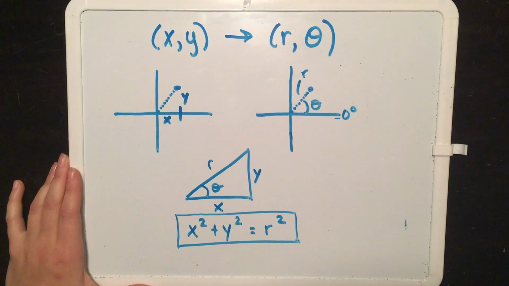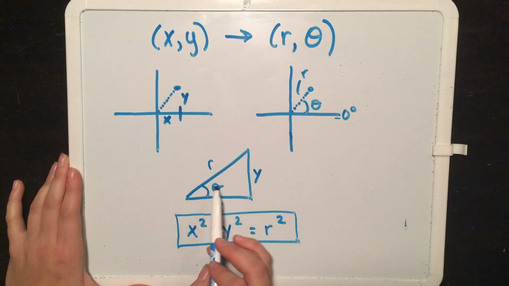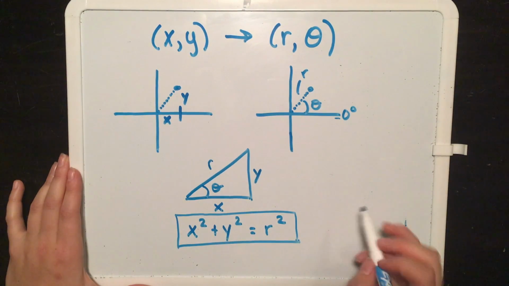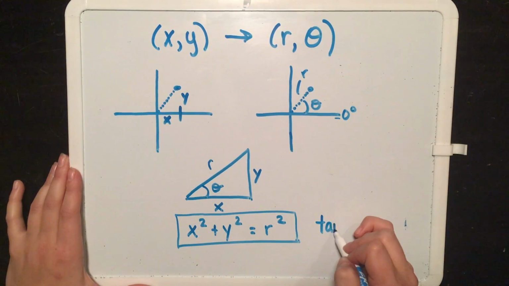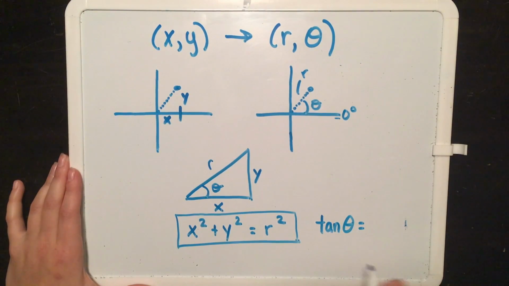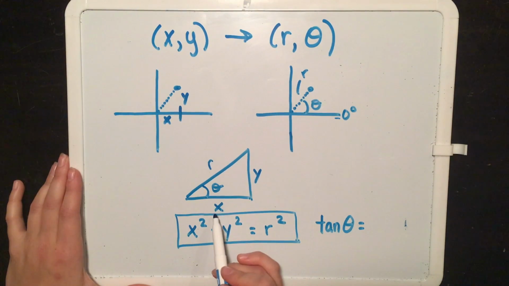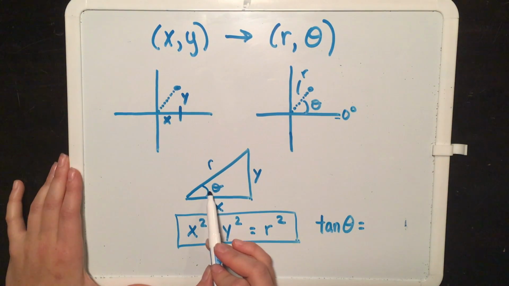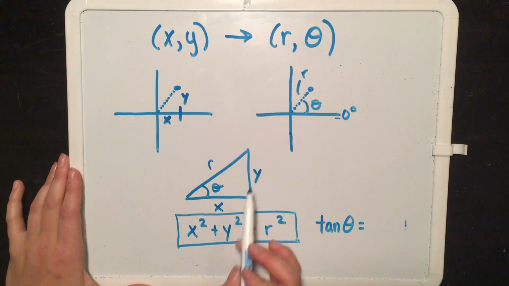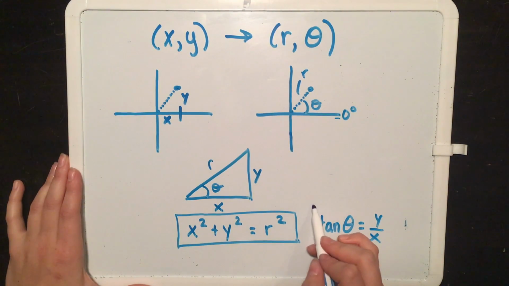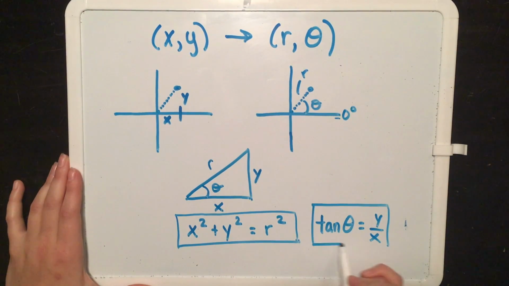The second formula that we're going to use is a trig function of theta, and the trig function we're going to use is tangent, because tangent of theta will bring in the y that we know and the x that we know. Tangent of theta is opposite over adjacent, y over x. So this formula will let us use y and x in order to find theta.